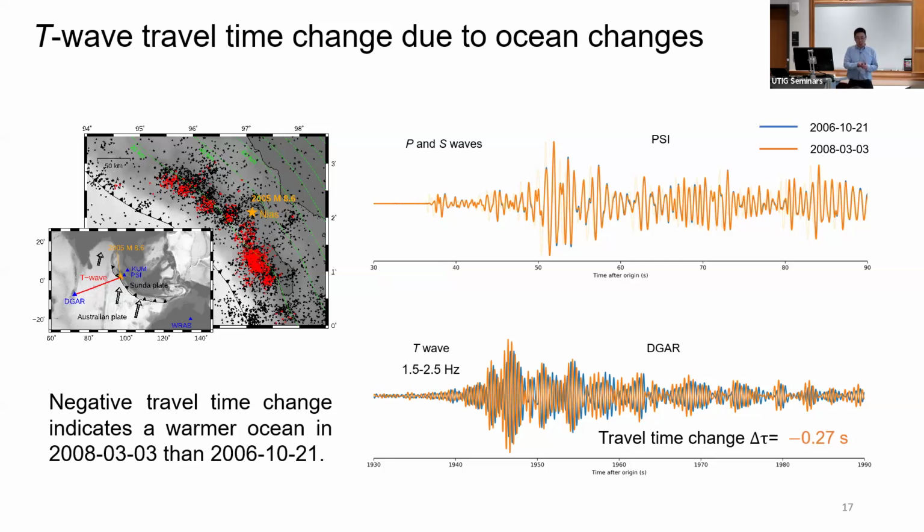That helps us synchronize the repeating earthquakes. And after synchronization, if you look at the bottom figure, this is the T wave recorded by DGAR. The waveforms are also similar to each other, but there is a travel time change. This travel time change is negative 0.27 seconds. A negative change means the ocean in 2008 is warmer than in 2006.